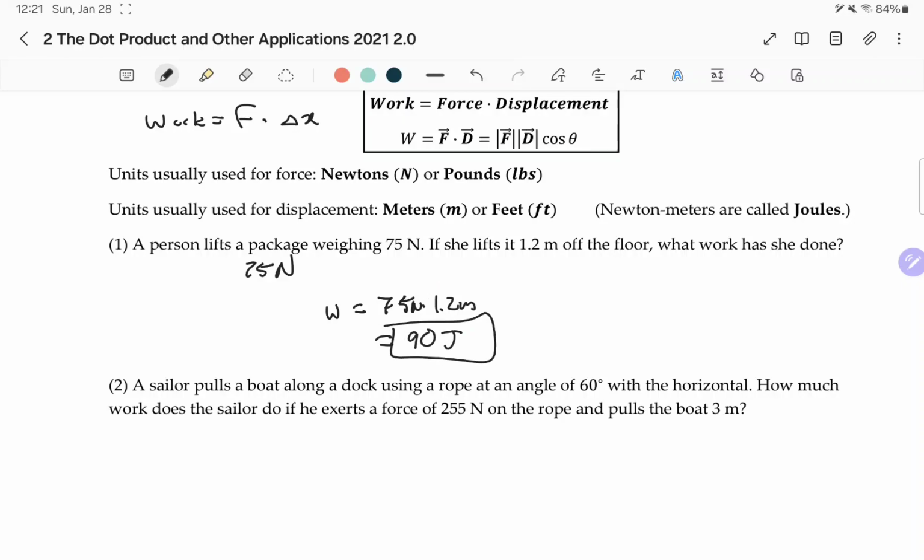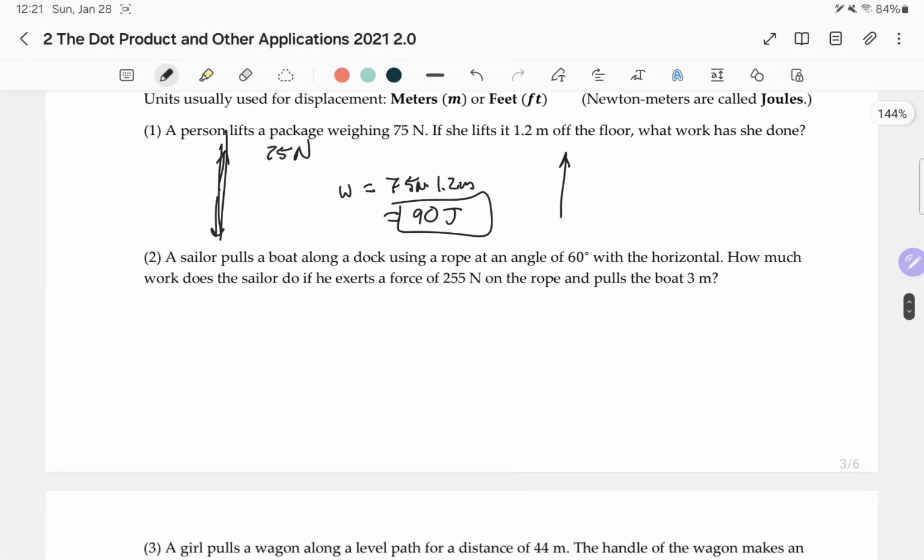The reason I just multiplied them straight on is because this is in 1 dimension. They're both pointing in the same direction, so I don't need a dot product if they're in the same direction. The force of gravity pulls the package straight down, and she's lifting it straight up. So this is in 1 dimension, and it all works out.